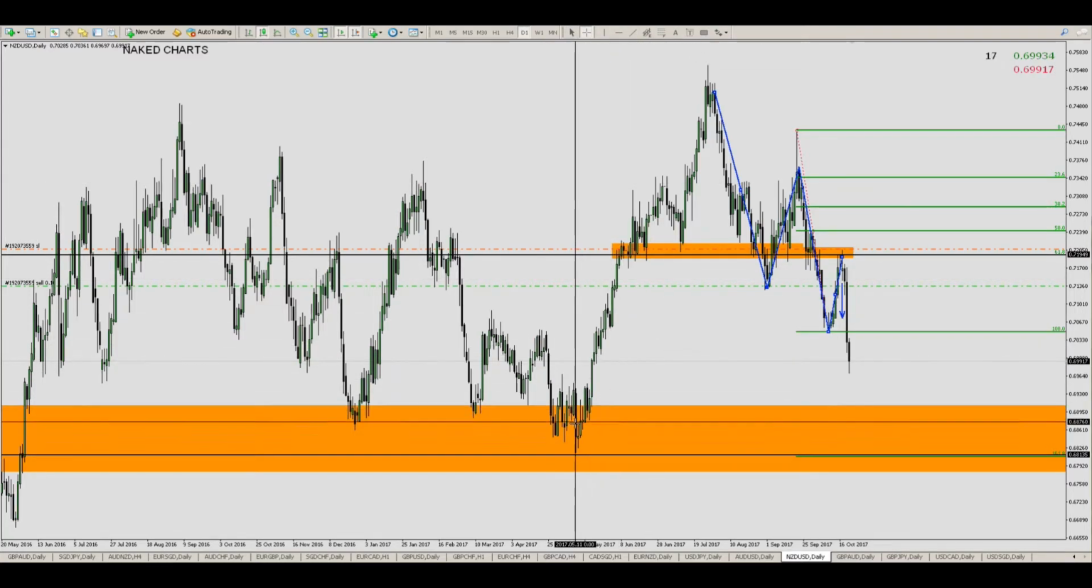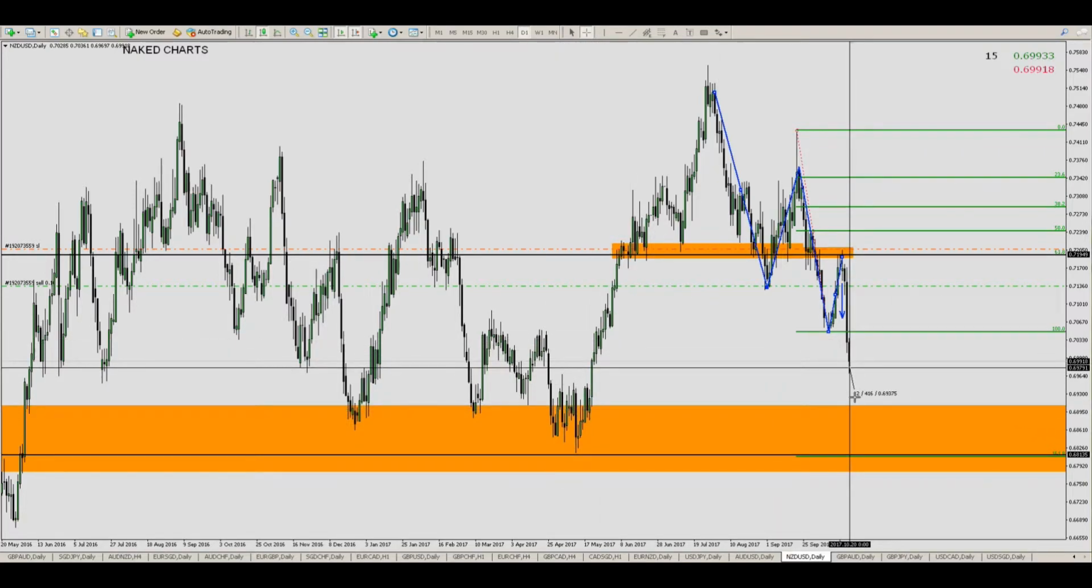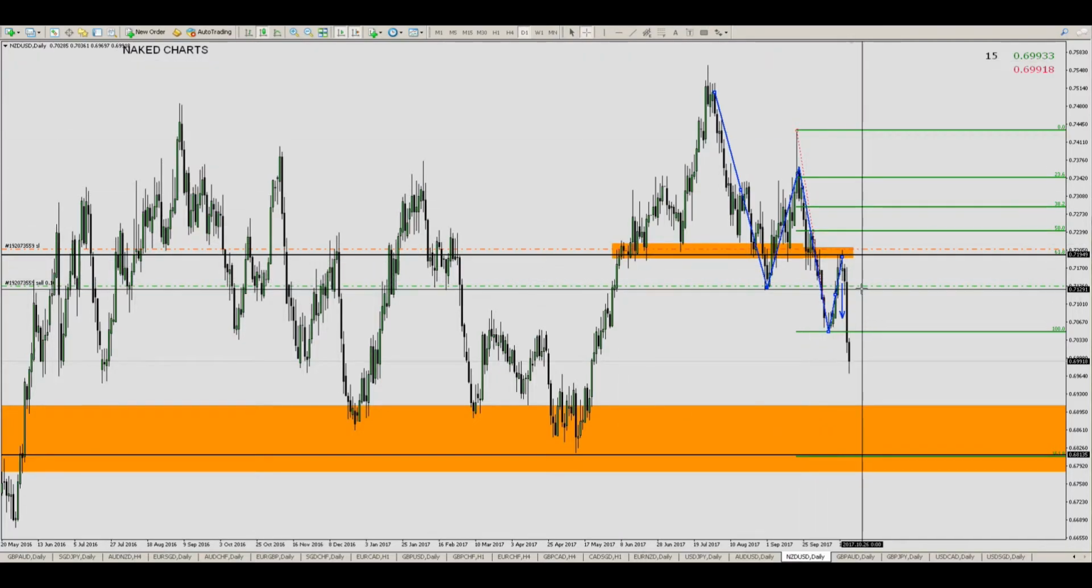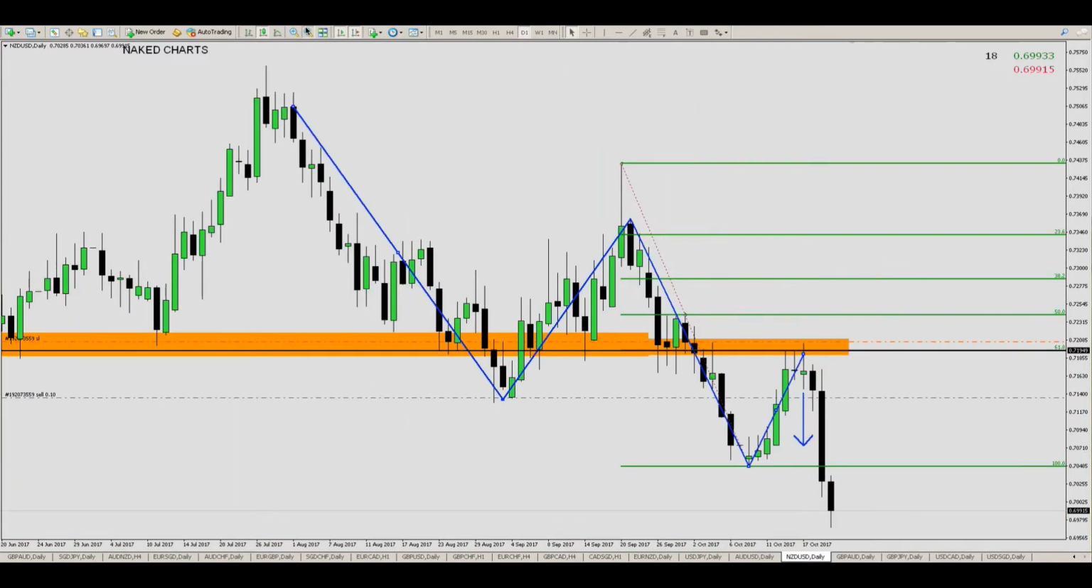Maybe here I am going to exit. When the price comes down here, I still have around 100 pips down. So from my entry I will get around 250 to 160 pips of profit from this trade, New Zealand US dollar, which is very good because I have a good risk reward here.